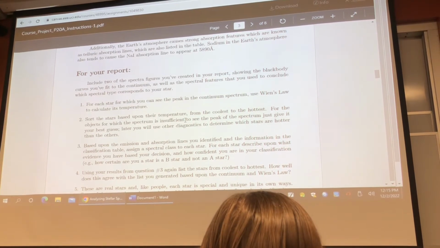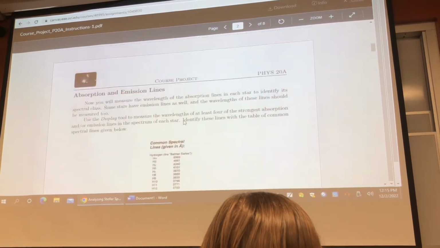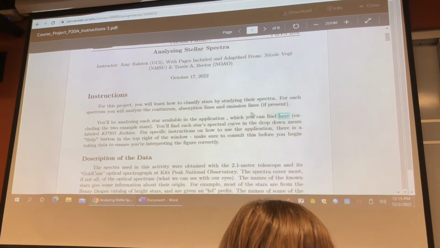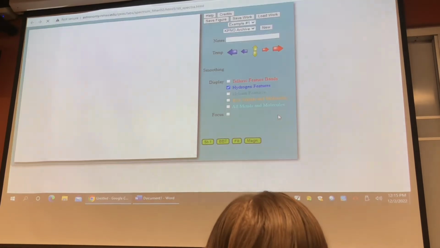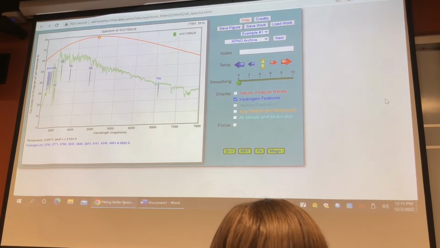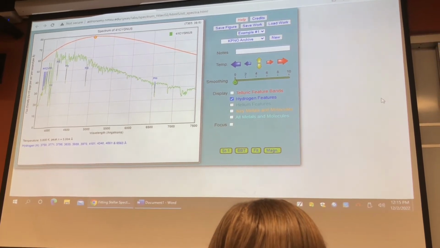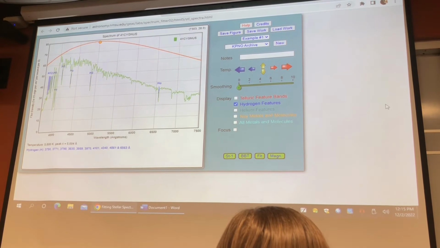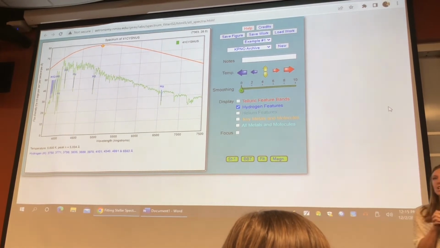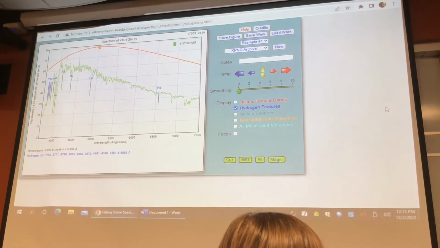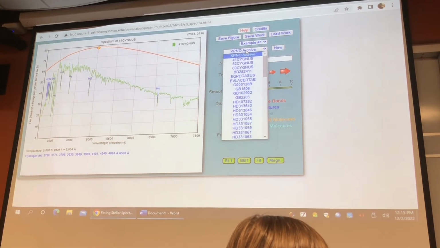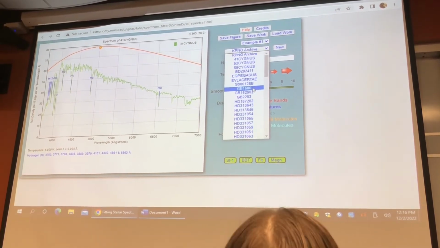Now we need to actually find our stellar spectra. At the top of this PDF, there's a link. It's going to take you to this application that was created in like, I don't know, 2003. But it works fine. It is a little bit intimidating, but actually pretty straightforward to use. For each of your stars, you are going to go to this KPNO archive and pick a star. I'm going to pick GB 1606.